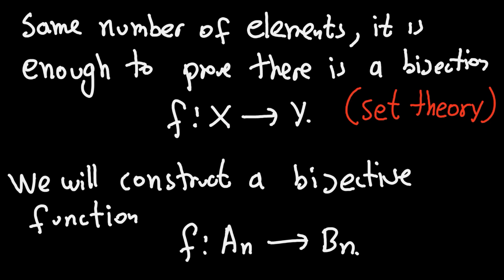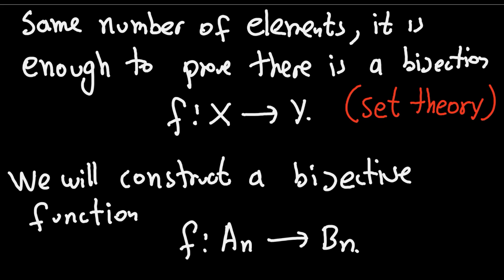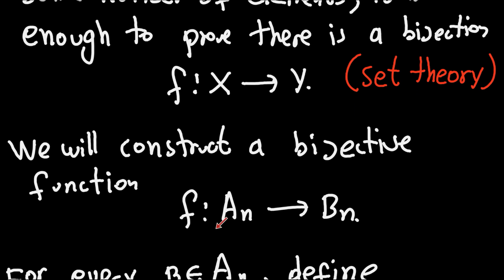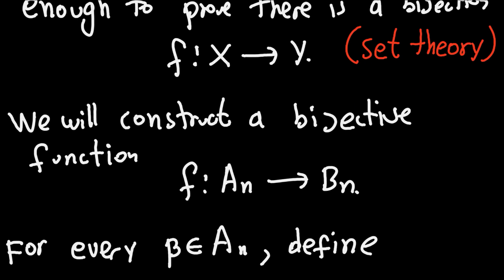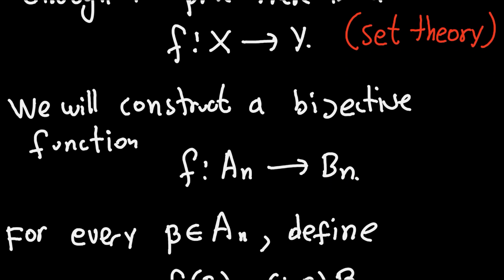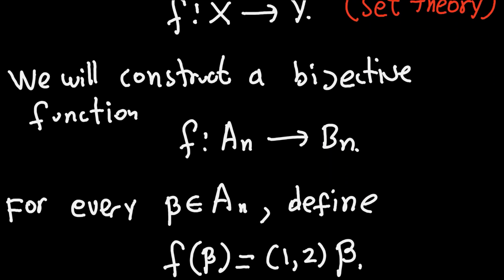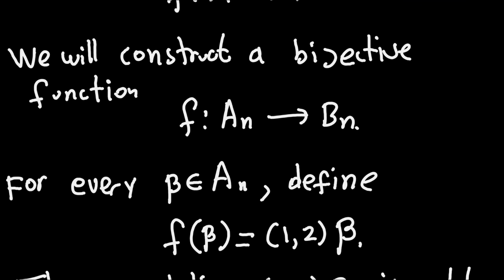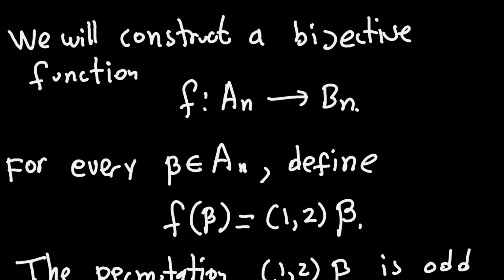So let's construct that function here. We'll construct a bijective function from the set of even permutations into the set of odd permutations. To construct a function, I need to say what happens with an element. So if I take an element beta of An, an even permutation, I have to map it into the set of odd permutations. So let's define the function f acting on an arbitrary element of An like this: f of beta is the 2-cycle (1 2) composed with beta.